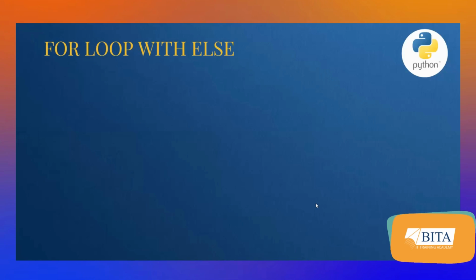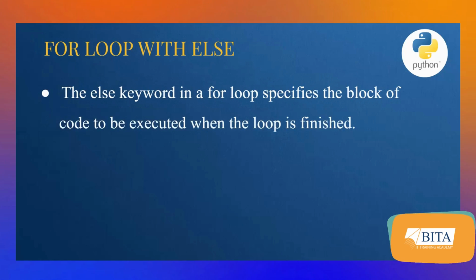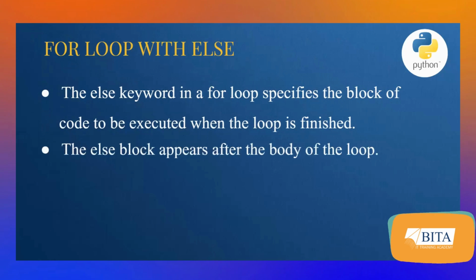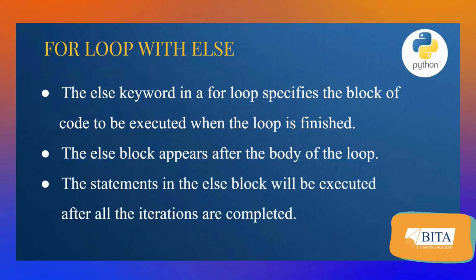How can we use the else keyword with the for loop? Else is a keyword used to run a particular block of statements after executing the body of a for loop. It will be executed only if the for loop finishes without any break statement in the for loop. This else statement is optional. It is not compulsory.